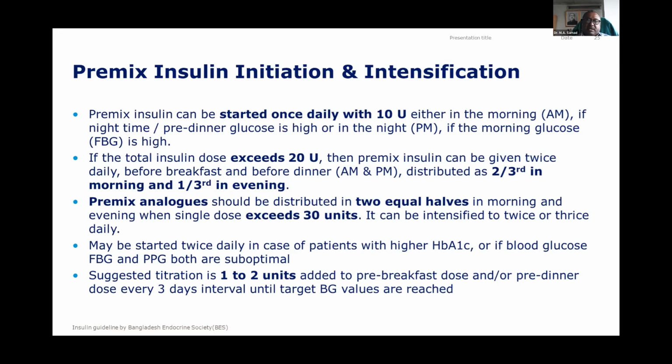It may be started twice daily in case of patients with higher hemoglobin A1C. But there are exceptions. If the hemoglobin A1C is higher, you can divide the dose initially. Or if fasting and postprandial blood glucose are both suboptimal. Suggested titration is 1 to 2 units added to the pre-breakfast dose and pre-dinner dose at 3-day intervals until target blood glucose values are reached.